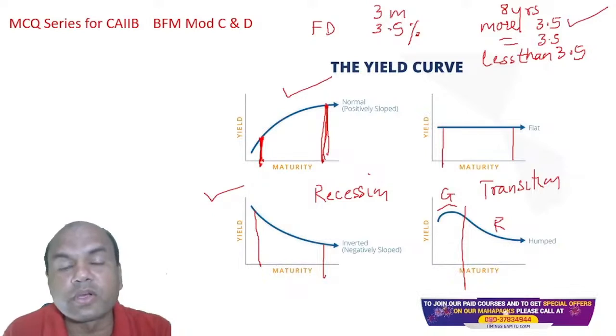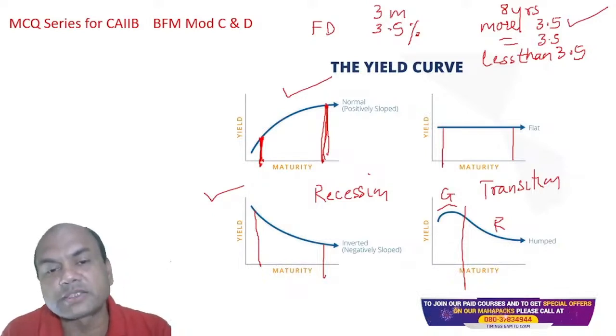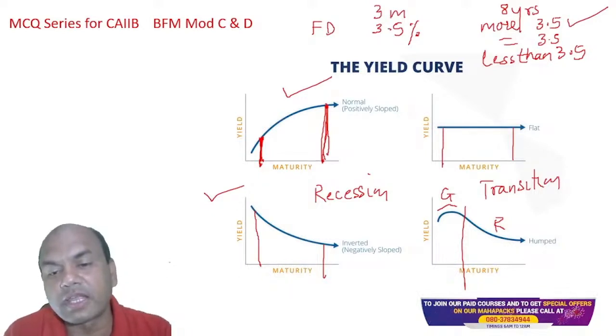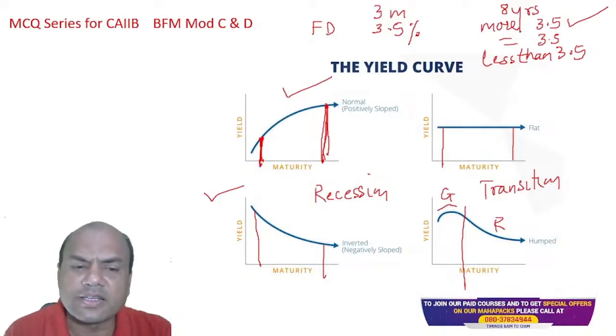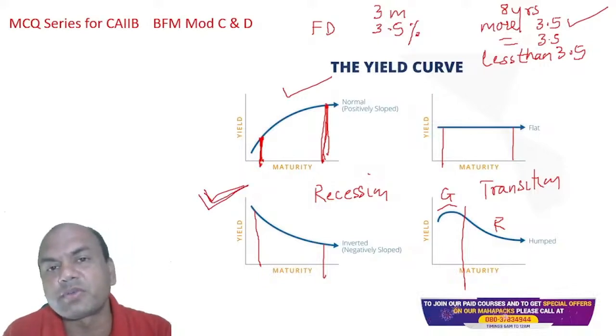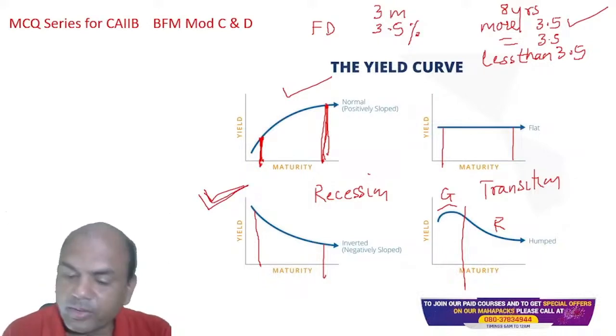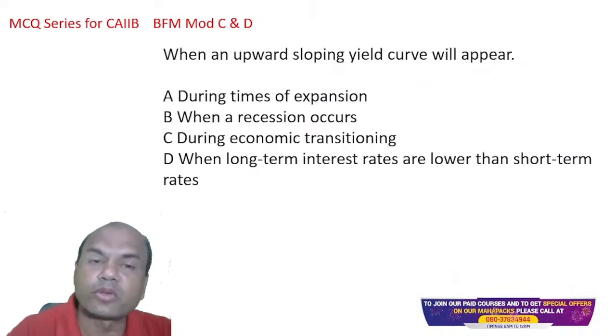So these are the 4 yield curves. In the exam, mostly they will be asking you 1, 2, 3, because this is transition, recession. Generally, recession is asked more. Why? Because this is the typical one which is followed throughout the world. Okay. Now let's move on to the questions.